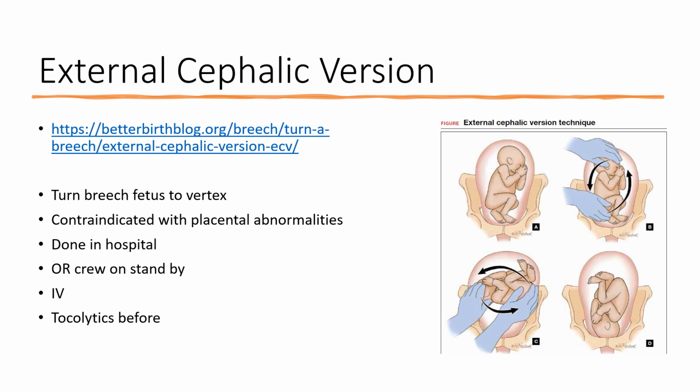Now we're going to talk about just some other procedures that are performed during pregnancy. So this first one is an external cephalic version, or you might just hear it referred to as version. So external, it happens on the outside. We want to get the cephalic, the head, to be down. So this is what's performed on your breech babies.